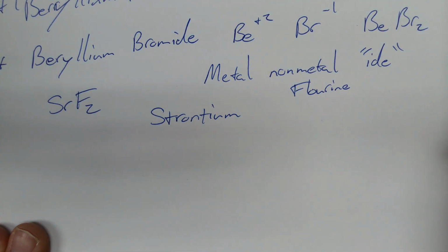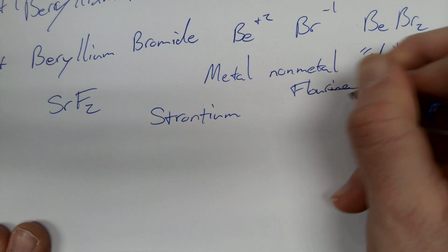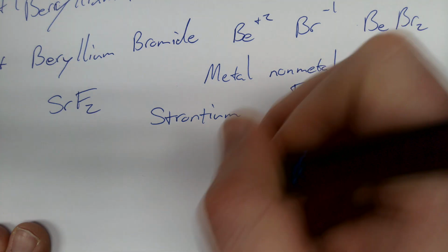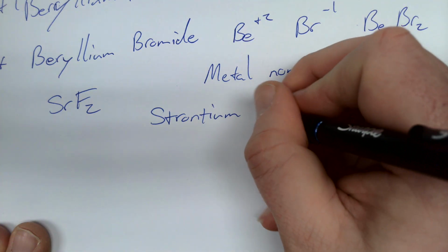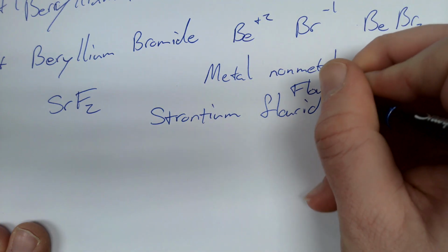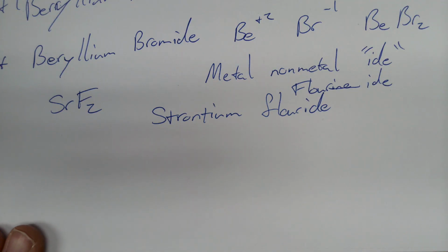Fluorine. What am I going to do to the end of fluorine? I'm going to cross off the INE, and I'm going to add IDE. So SrF2 is strontium fluoride. So remember, I'm always crossing off the end of my nonmetal, and I'm adding the IDE. That symbolizes it's in a compound.